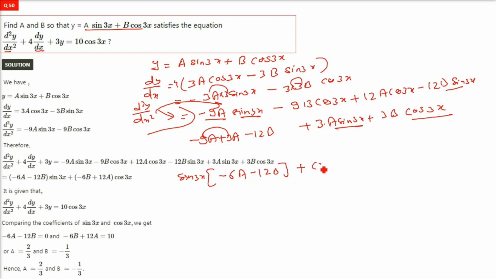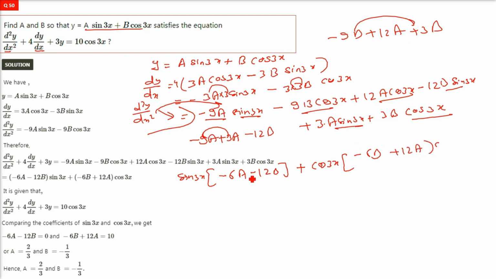And coming to the cos 3x. So for cos 3x, this is minus 9b. Here we have plus 12a, and then we have plus 3b. So 3b minus 9b is minus 6b. You have 12a here. Write it as 12a. And cos 3x is already there. Now this is equal to 10 into cos 3x.